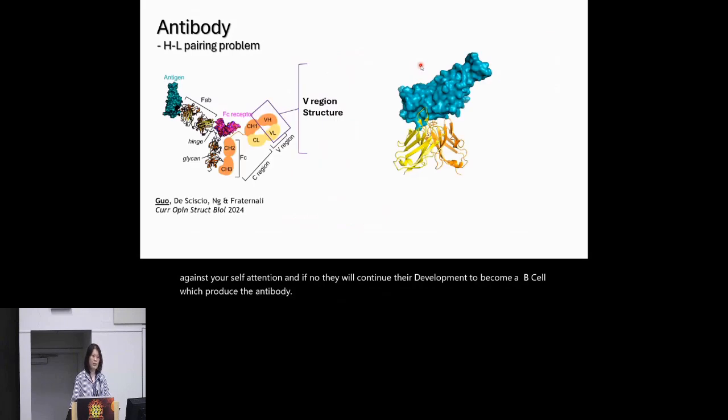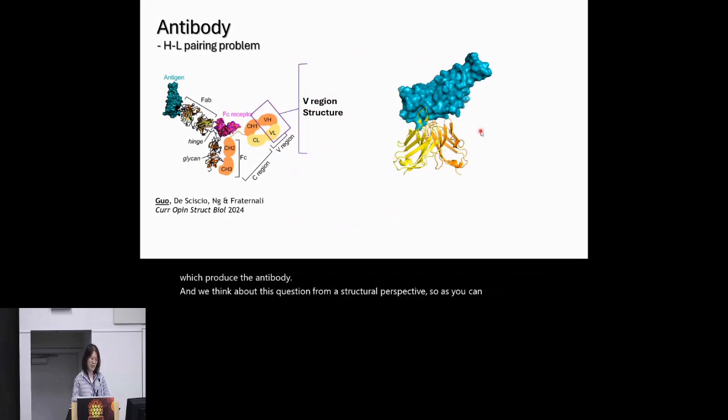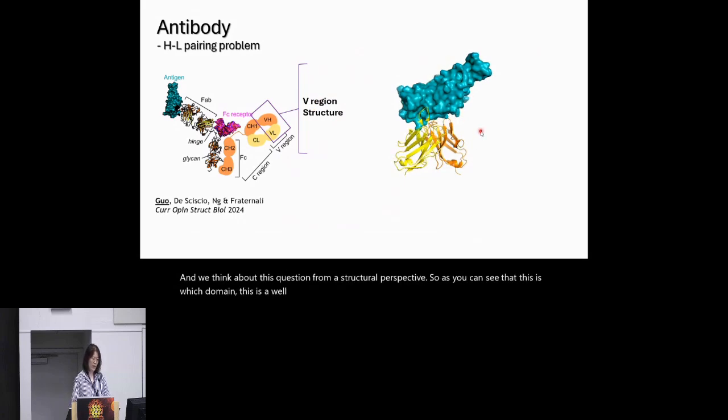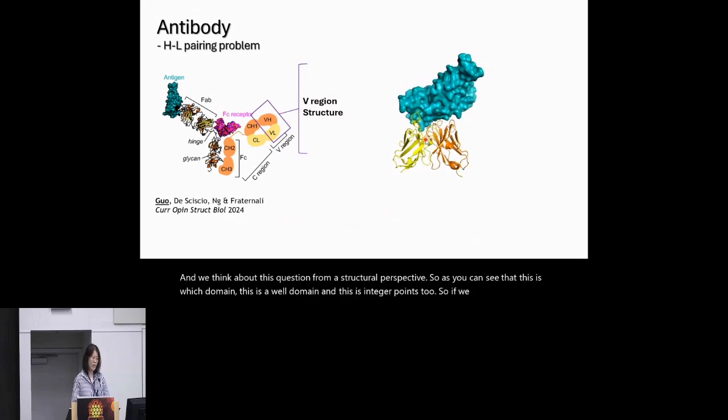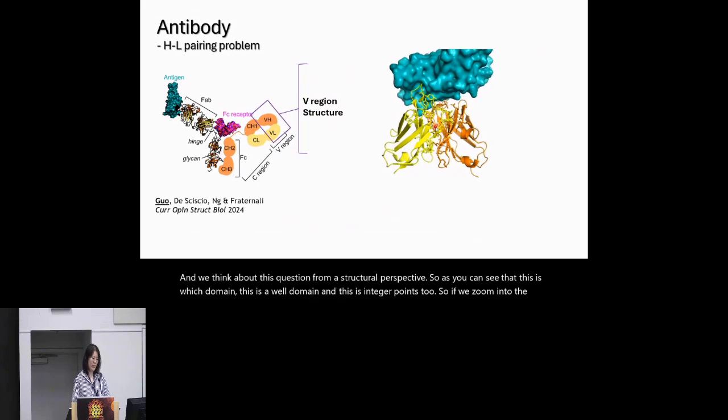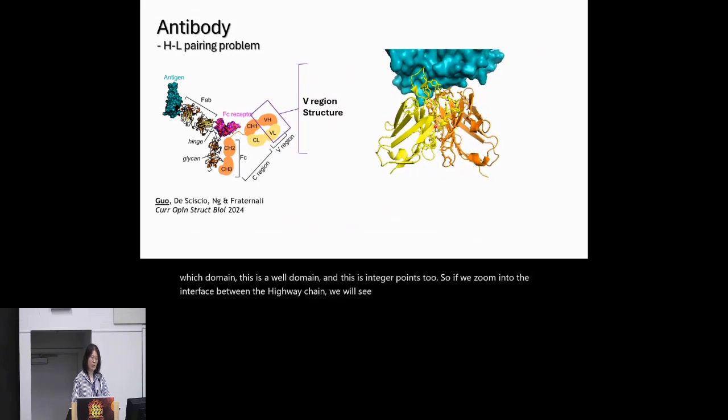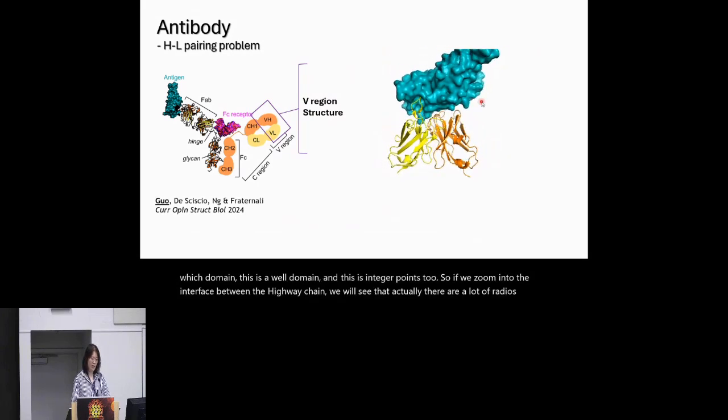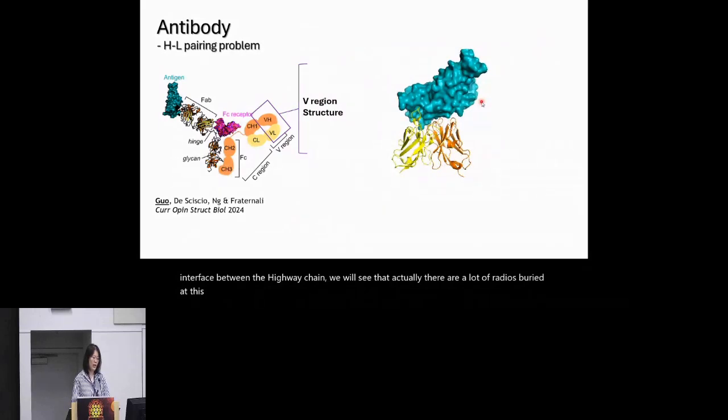If we think about this question from a structural perspective, as you can see, this is a VH domain, this is a VL domain, and this is the antigen it binds to. So if we zoom into the interface between the heavy and light chain, we will see that actually there are a lot of residues buried at this interface. We don't know how this would influence the compatibility between the VH and VL.